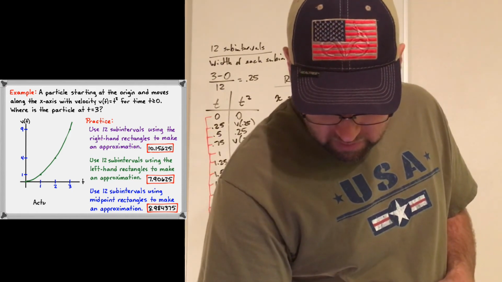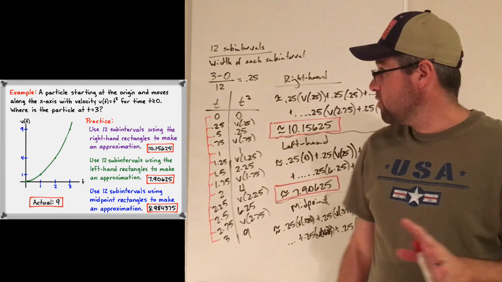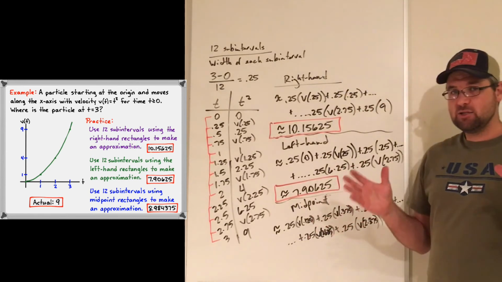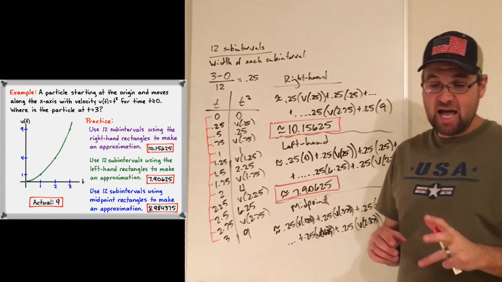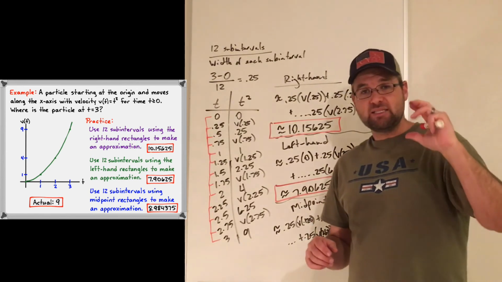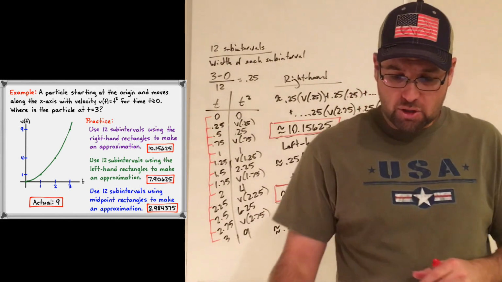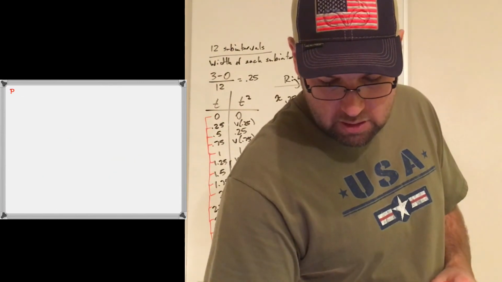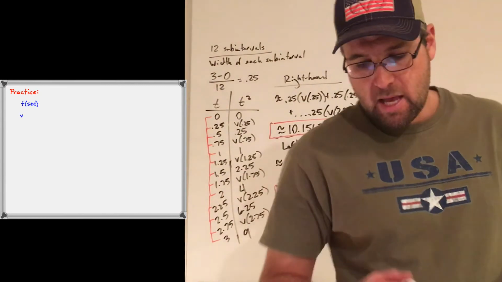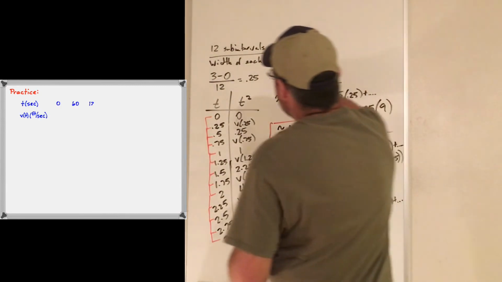All right, we have the actual area under the curve. The actual distance traveled, or the position in this case, is 9. The area under that parabola is 9. We'll talk about how to do that analytically in the future, but it's very important that we know how to do rectangular approximations. Let's go ahead and take a look at one more example here.